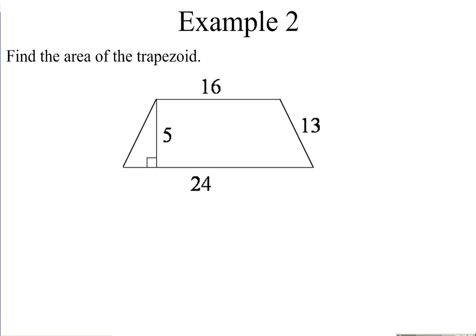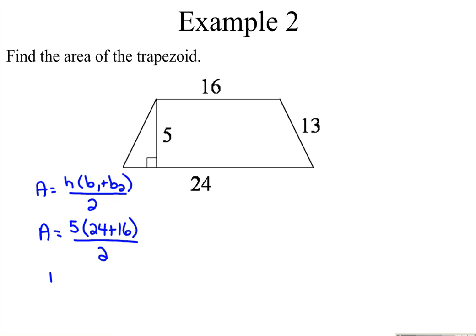Second one, find the area of this trapezoid. Area is height times the sum of the bases divided by 2. The height in this case is 5. The bases are the two sides that are parallel, so that's 24 plus 16, divided by 2. Make sure you follow order of operations. We need to do the addition before we multiply here, so I have 5 times 24 plus 16, which is 40. We do that first because it's in parentheses.